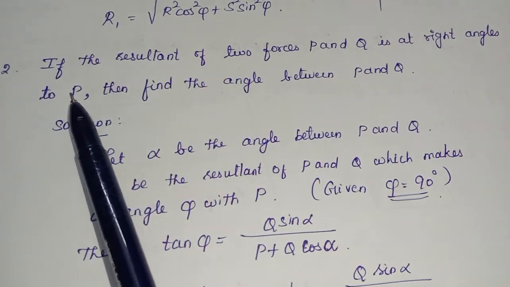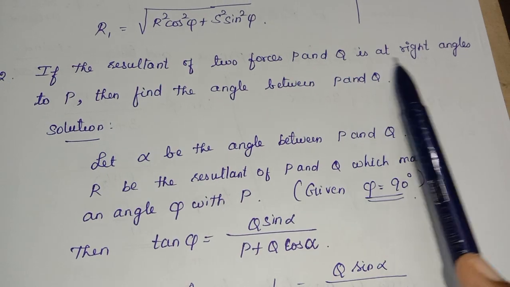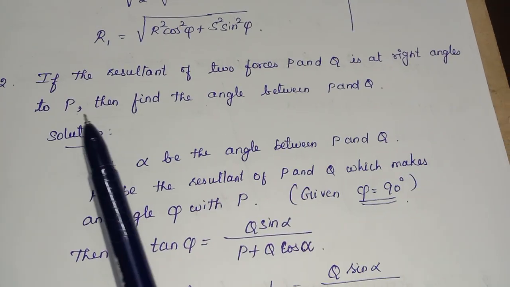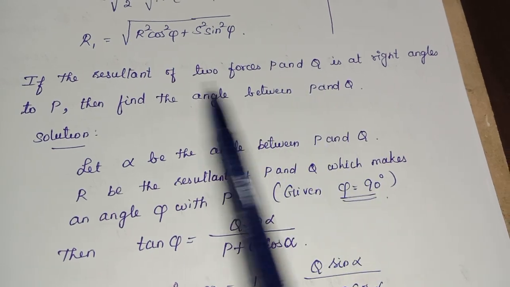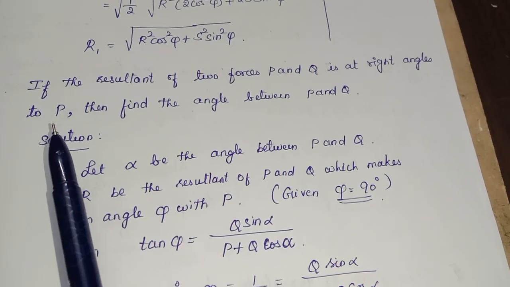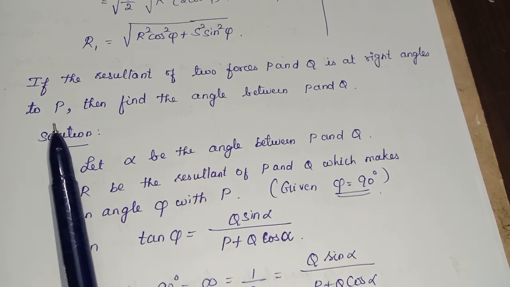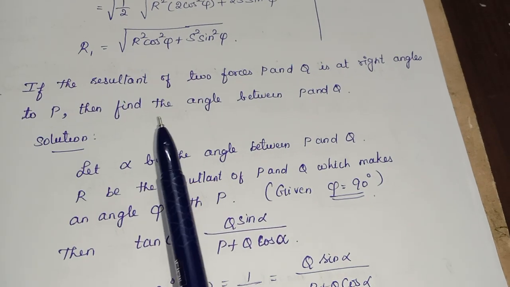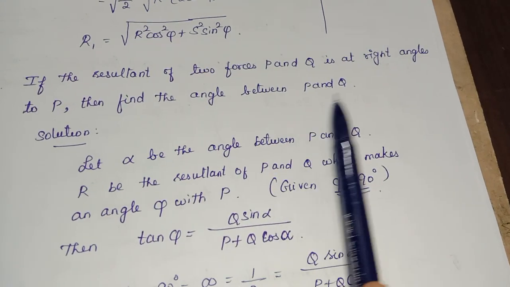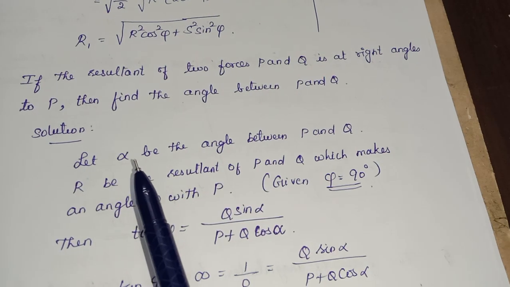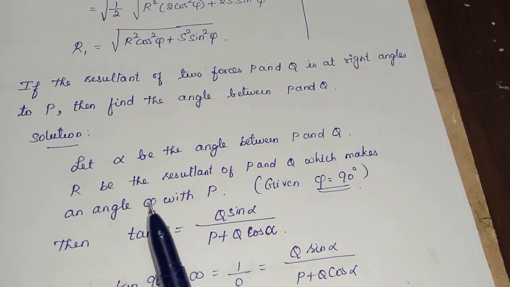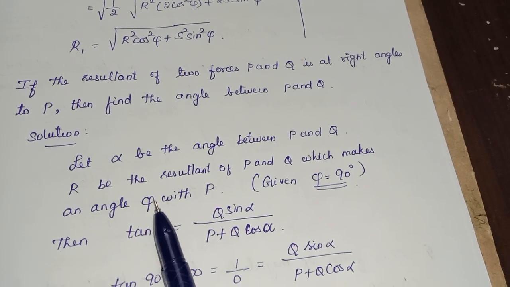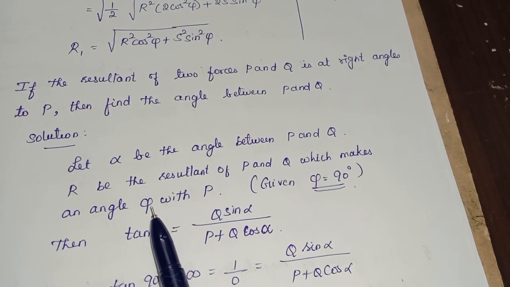Next problem. If the resultant of two forces P and Q is at right angles to P, then find the angle between P and Q. So the angle between the resultant and the first force is given to be 90 degrees. What we have to find is the angle between the forces P and Q. Usually alpha is the angle between the forces P and Q, and we take phi as the angle between the resultant and the first force, isn't it?